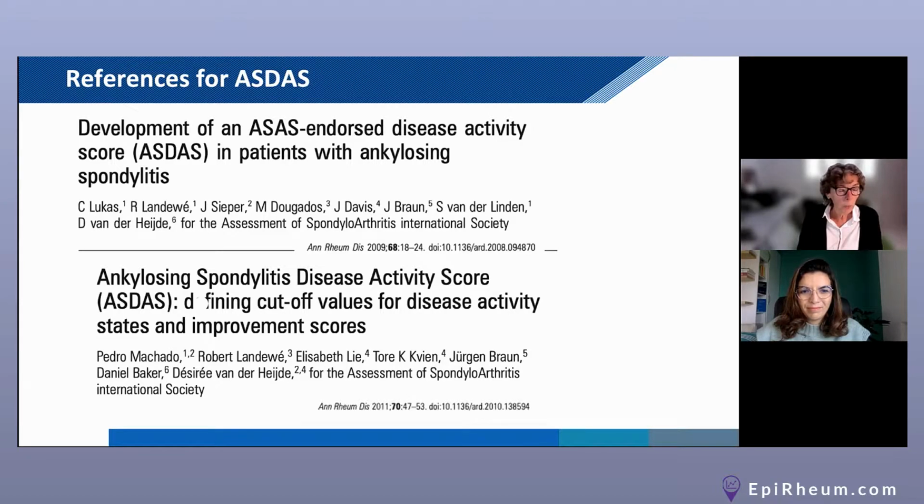These are the two important references. First is about the development of the disease activity score, and the second one about defining the cutoff values.